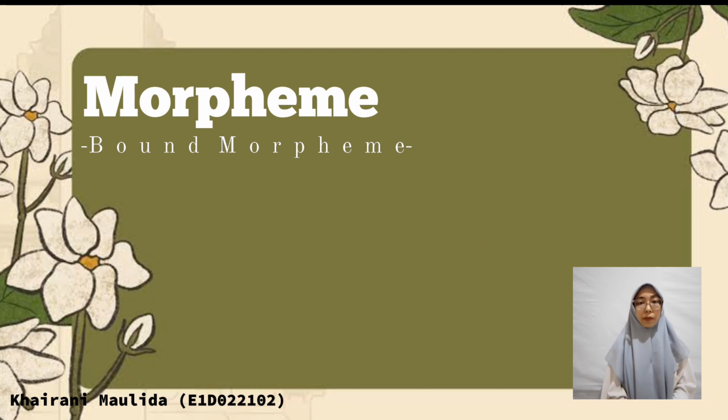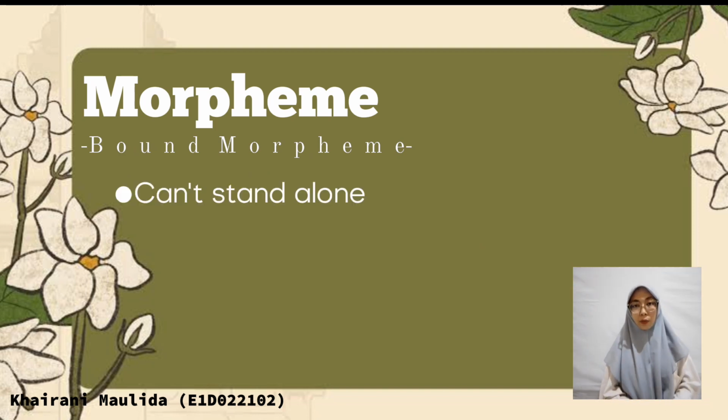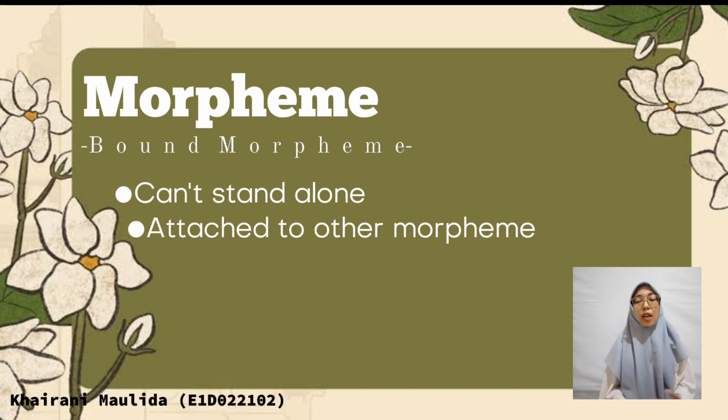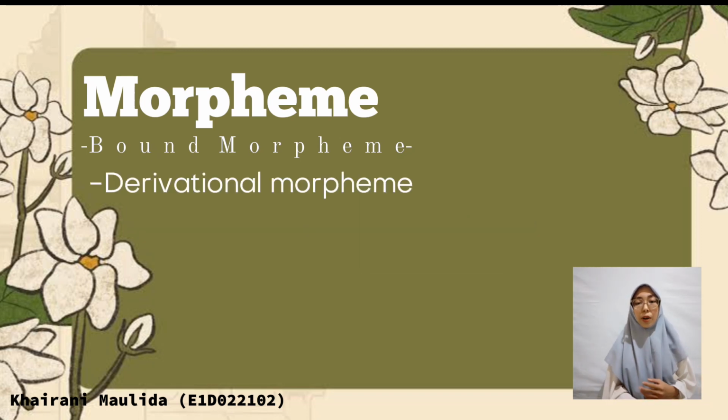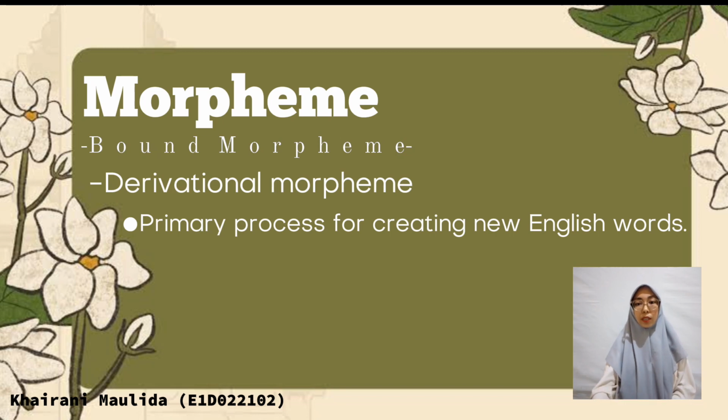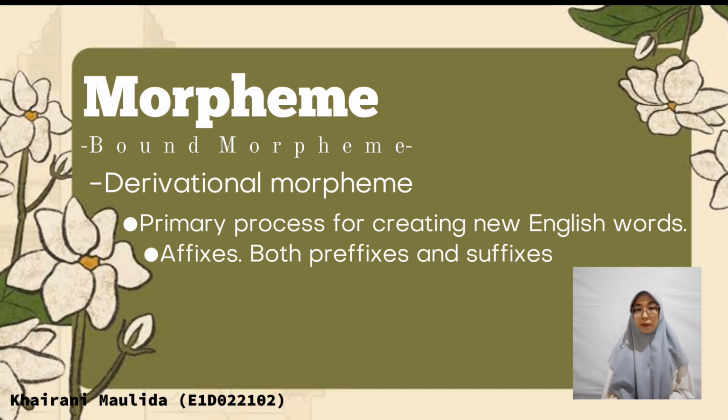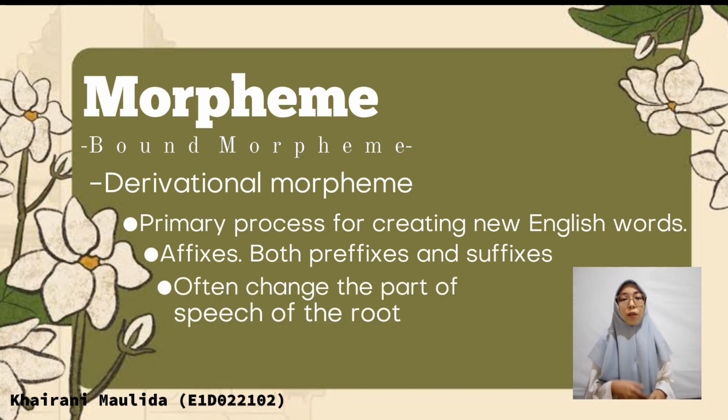The next is bound morpheme. Bound morpheme is the morpheme that cannot stand alone and is typically attached to other morphemes. Bound morpheme is divided into two types: derivational morpheme and inflectional morpheme. Derivational morpheme is the primary process of creating new English words. Examples of derivational morphemes are affixes, either prefixes or suffixes, that are used to modify existing words or form entirely new ones. Adding a derivational morpheme often changes the grammatical category or part of speech of the root word to which it is added.